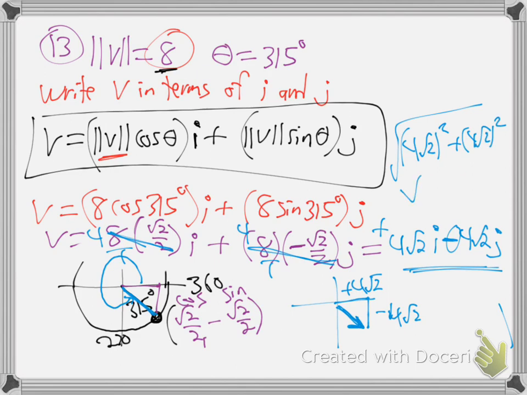What's 4 root 2 squared? What's 4 squared? 16. What's root 2 squared? 2. Plain 2, right? Removes the root. Plus 16 times 2. 32 plus 32. Root of 64 is 8.